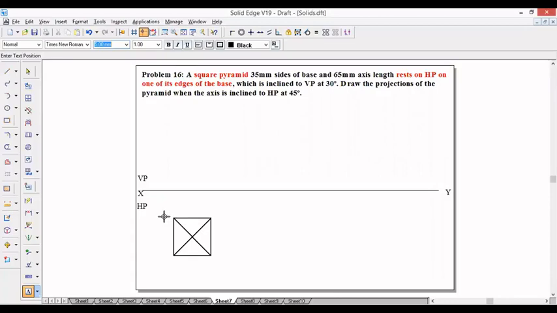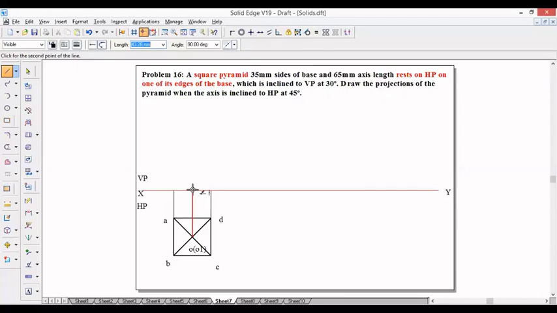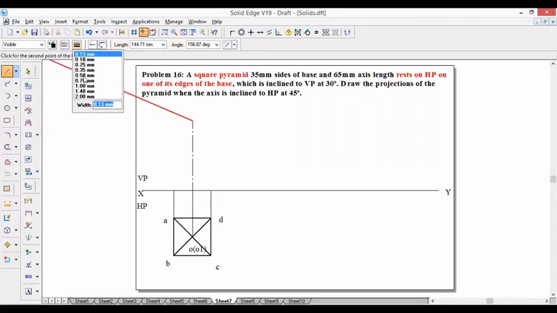Let us call these A, B, C, and D, the apex as O, and the base center as O1. The projection of this will be taken to the front view till the XY line. Then the projection of the apex till the XY line, followed by an axis line which represents the height of the pyramid, 65 mm at 90 degrees. Then change the line type to continuous line.